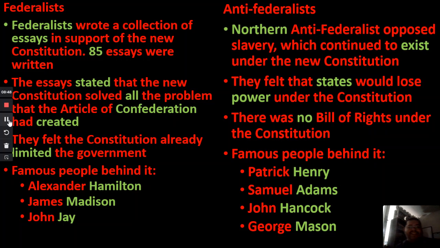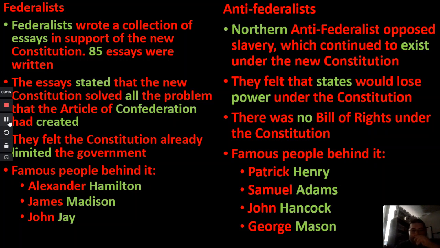Now the Anti-Federalists, especially the Northern Anti-Federalists, opposed slavery. The Southern Anti-Federalists still favored slavery because, again, that is how their economy rolled. They really relied on slaves to get things going in their part of the states. And you have to remember, slavery under the Constitution still existed.